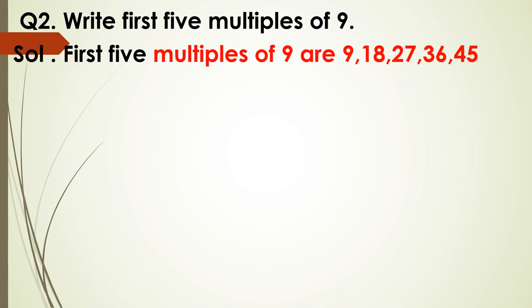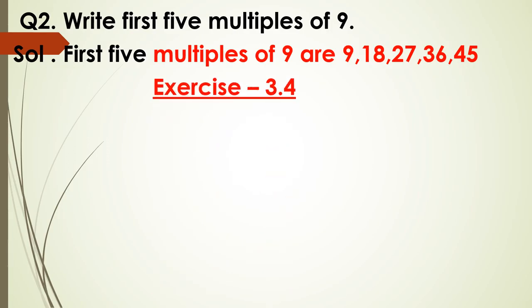Question number 2. Write first 5 multiples of 9. Here it is given first 5 multiples, because multiples are infinite in number. So we can't write them all down; the question can't be like this, that write all the multiples of 9, which is not possible. So it is given in the question, write first 5 multiples of 9, which are 9, 18, 27, 36 and 45.